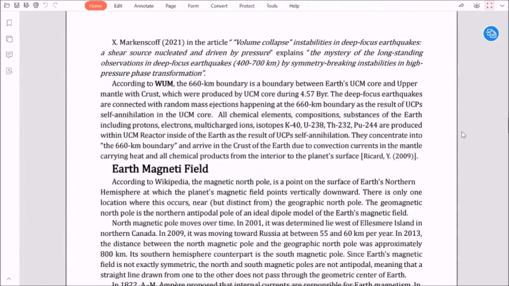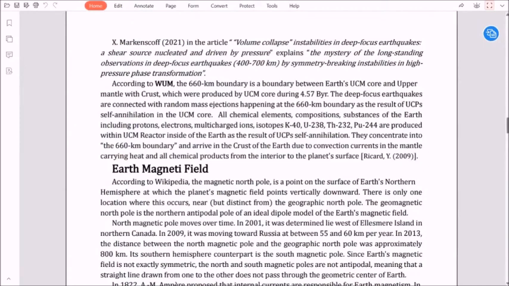The deep focus earthquakes are connected with random mass ejections happening at the 660 kilometers boundary as the result of UC particles self-annihilation in the UC matter core. All chemical elements, compositions, substances of the Earth, including protons, electrons, multi-charged ions, isotopes, potassium-40, uranium-238, thorium-232, plutonium-244 are produced within the UC matter reactor inside of the Earth as the result of UC particle self-annihilation. They concentrate into the 660 kilometer boundary and arrive in the crust of the Earth due to convection currents in the mantle, carrying heat and all chemical products from the interior to the planet's surface.